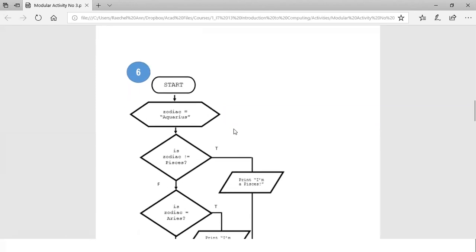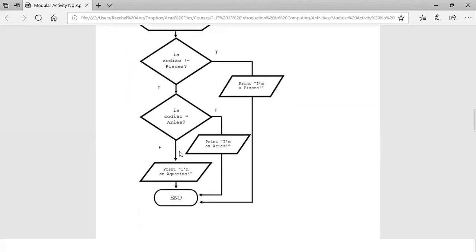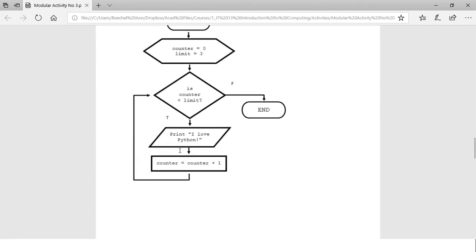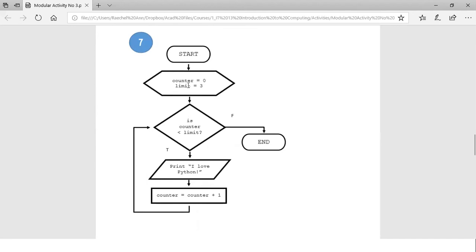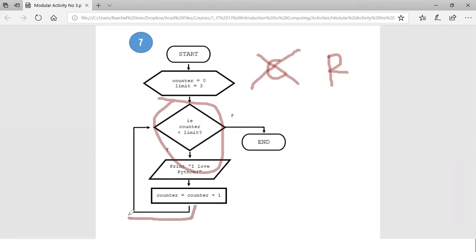So, if you can see, 6, meron siyang diamond, meron siyang decision. How about 7? Anong difference niya? Okay. So, 7, you have a diamond or you have a decision here. However, this is not a conditional. This is repetitive or looping. Ito yung nag-i-indicate na looping siya. We have an arrow na pataas, meaning bumabalik siya. May binabalikan siyang block of codes or instructions.